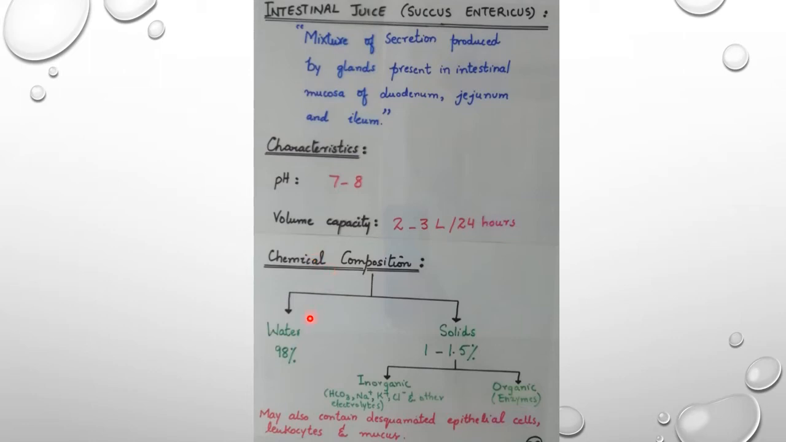The water content of intestinal juice is 98%, while the solids range from 1 to 1.5 or 2%. Solids are further divided into inorganic and organic. Organic is mainly composed of enzymes, while the inorganic content has bicarbonate, sodium, potassium, chloride, and some other electrolytes.